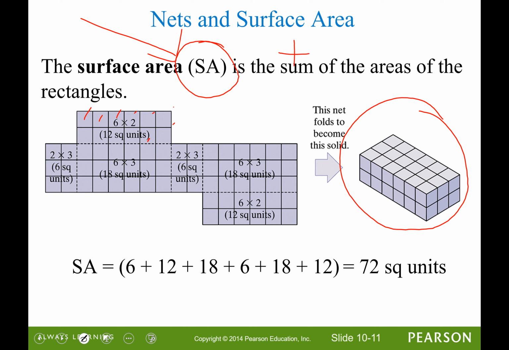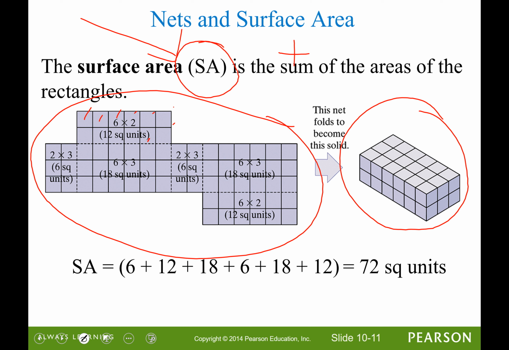If you were to unfold this shoebox, it would result in a net. Now, you may unfold yours a little differently than this one's unfolded here, but it doesn't matter. If we unfold our shoebox correctly and don't make a mistake, we will get the same surface area for that shoebox by adding up the area of each of the rectangles.